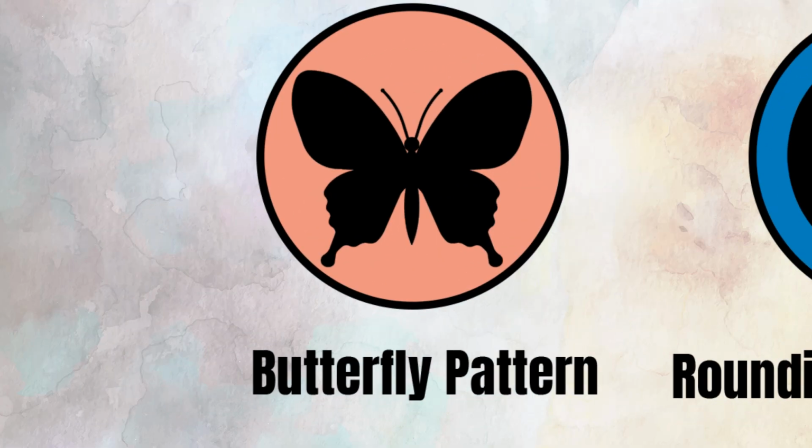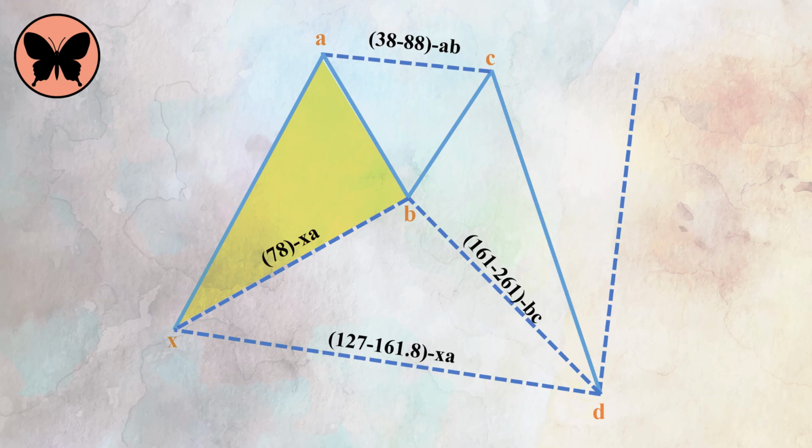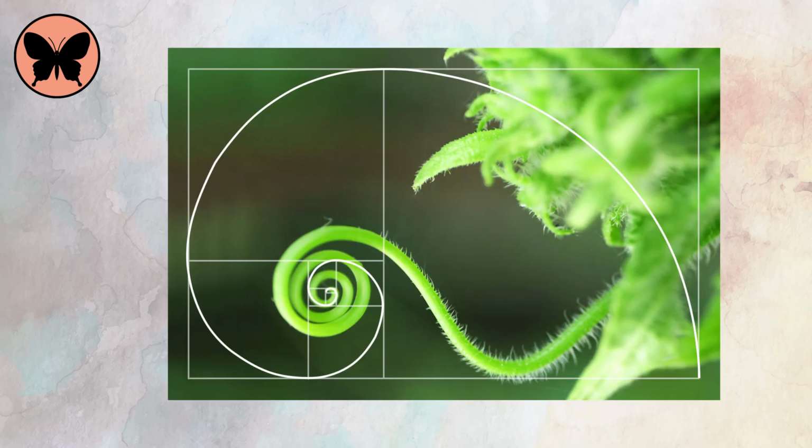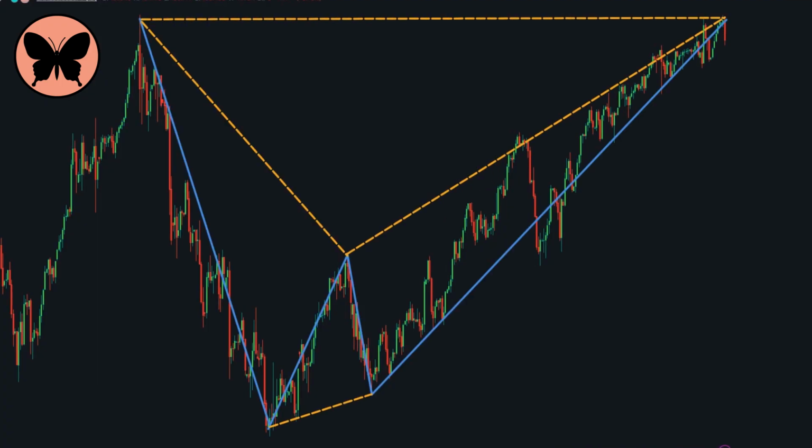Butterfly pattern. Extended reversals. A 5-point XABCD reversal pattern similar to Gartley and Bat, but characterized by an extended D-point projection, often beyond the X level. It uses precise Fibonacci ratios. See this butterfly. It resembles an M or W shape, but notice how the final D-point extends significantly past the initial X point. This extended move, confirmed by Fibonacci levels, often signals a strong reversal.